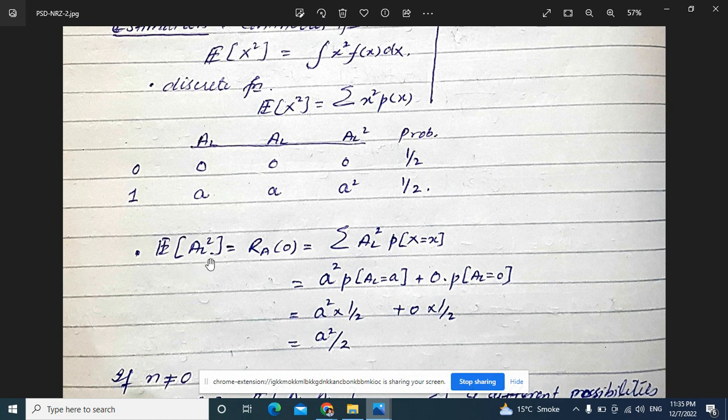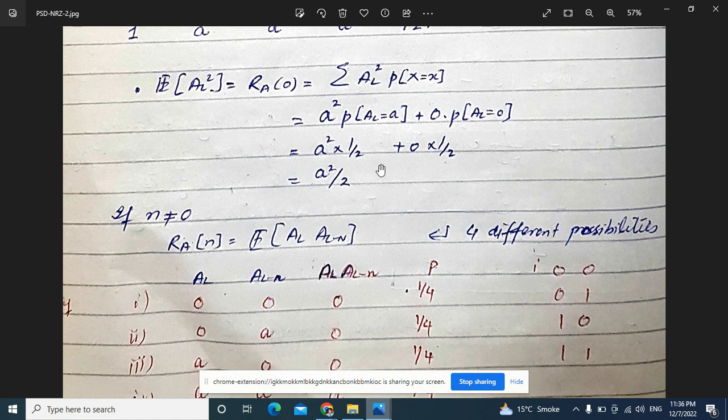So the estimation of AL square is the autocorrelation when n is equal to 0. It means AL square, which is x square, times the probability of x. So AL square is A square, with the probability of AL equal to A, plus the second term, 0 multiplied by the probability when AL is equal to 0. This term is cancelled out, and the probability of AL equal to A is 1 by 2. That is why the autocorrelation when n is equal to 0 is A square by 2.